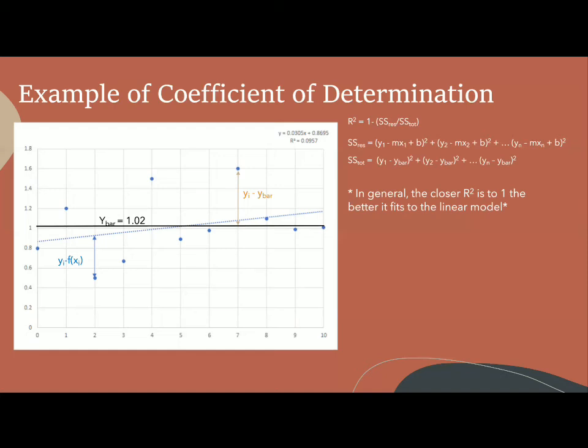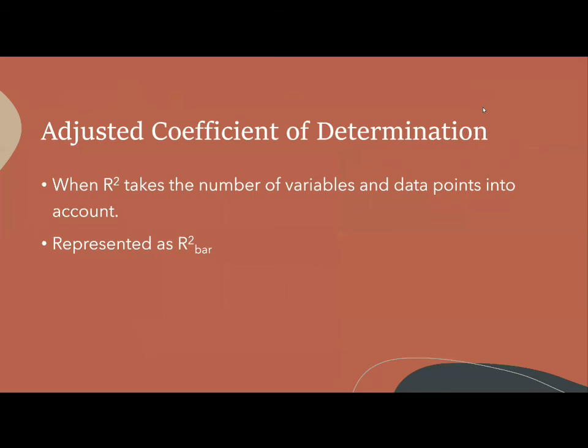You could also think of this as a percent. If you times r squared by 100, you get 9.57% or 9.57% linear. So another coefficient of determination is the adjusted coefficient of determination, which is basically the same as r squared, except when it takes the number of variables and data points into account. Instead of being represented by r squared, it is represented by r squared bar.